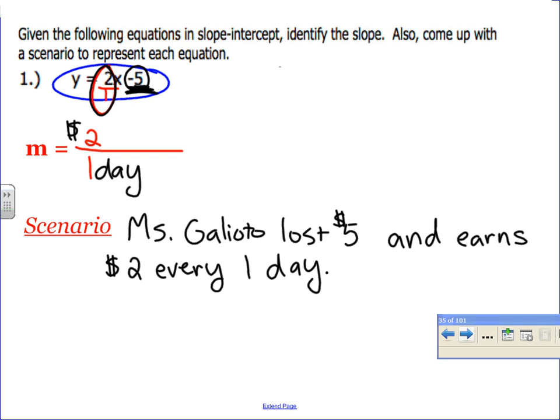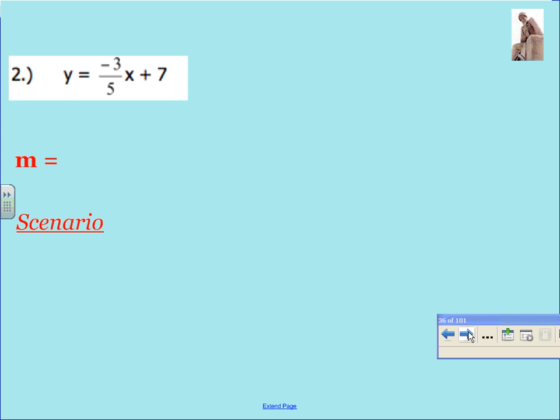Okay, hopefully that one makes sense. We're going to do a couple more of these together. Feel free to try one on your own if you would like. Okay, number 2, y equals negative 3/5 x plus 7.